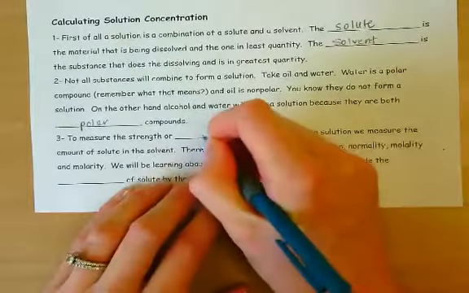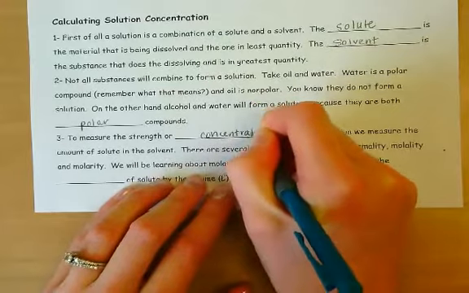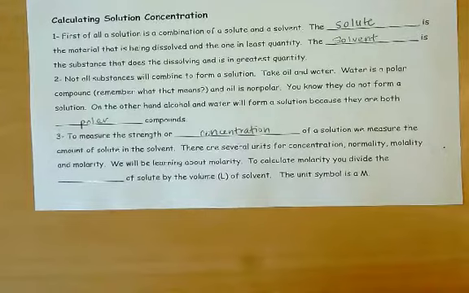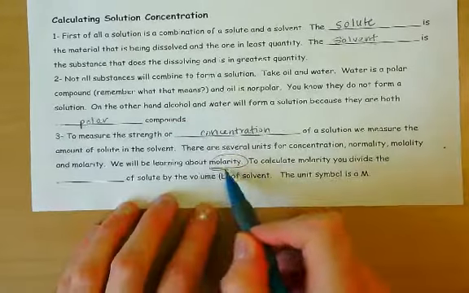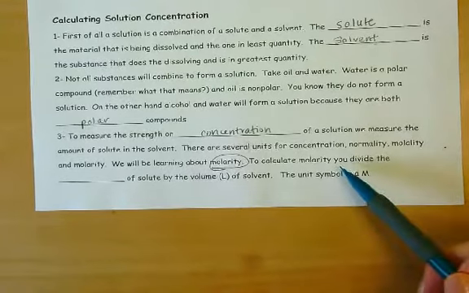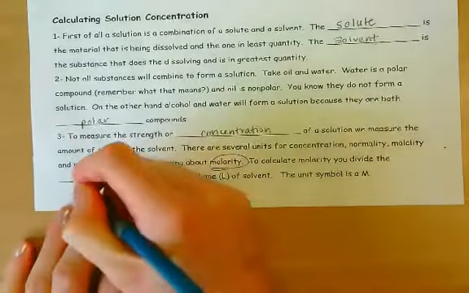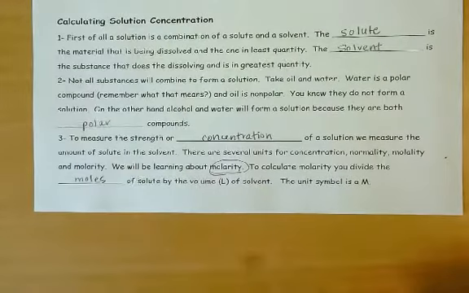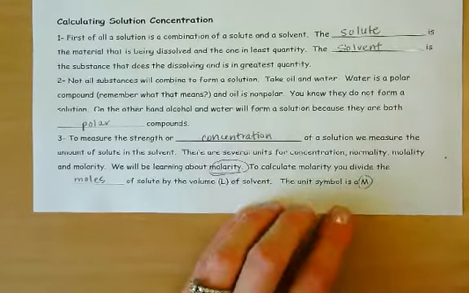Alright, to measure the strength or concentration of a solution, we measure the amount of solute in the solvent. Alright, and so what we're going to be focusing on today is what we call molarity. So that is the word we use to describe the concentration. So to calculate molarity, what you're going to do is divide the moles of solute by the volume. And so the unit that we're going to use to describe molarity is a capital M.